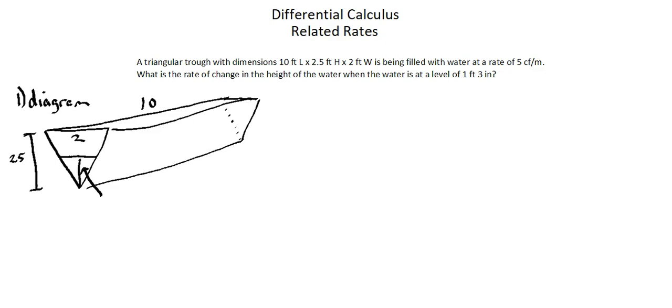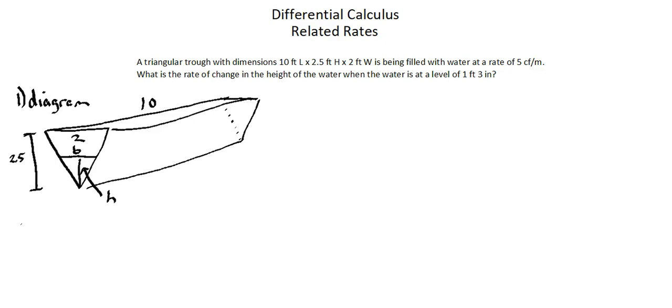I have some additional information about measurements relating to the trough, but these measurements are changing. And so I'm going to use variables for the height of the water currently, h, and later I'm going to see that I'm also going to need a variable for the width, let's say, of the water. I'm going to call this B for base. It's the base of the smaller triangle that's formed by the height of the water at the current point.